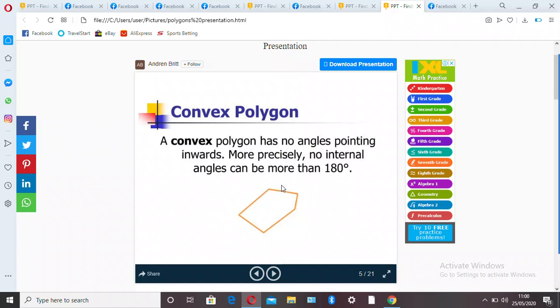So this is an example of a polygon, but this is a convex polygon because there is no angle pointing inward. All the angles are just like that, outside. Literally, all the lines, nothing is coming inside the diagram. So everything is just like that. More precisely, there is no internal angle that is more than 180 degrees in a convex polygon.